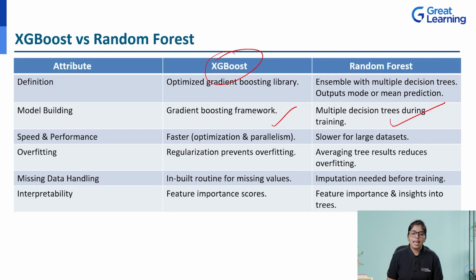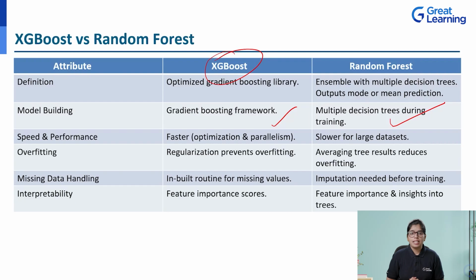In terms of overfitting, in XGBoost, regularization prevents overfitting. So there is something which prevents this overfitting. When we go to random forest, averaging the tree results reduces overfitting. Here, in XGBoost, we use the regularization method to prevent overfitting.